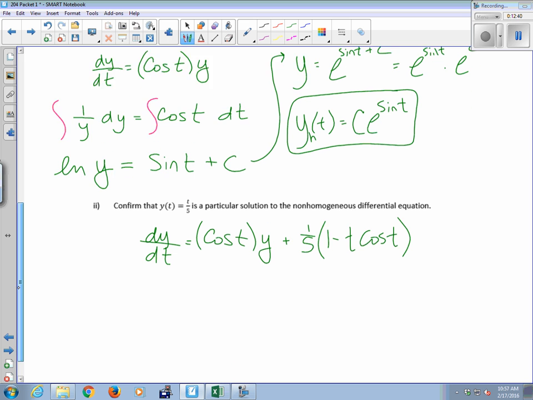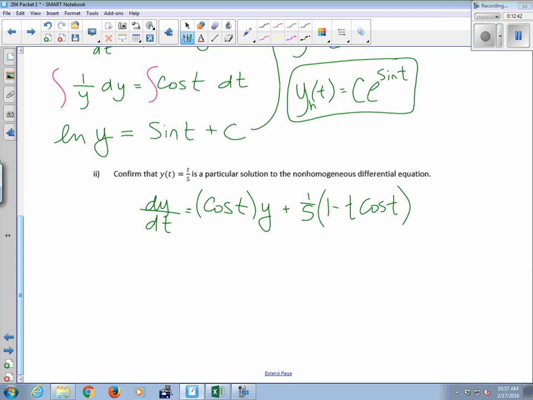Okay, so I'm telling you that y of t equals t over 5 solves this differential equation. So that is a solution. That means that if I plug this guy into this equation, I get a true statement. So let's just verify that. So if y of t is t over 5, what is dy dt?